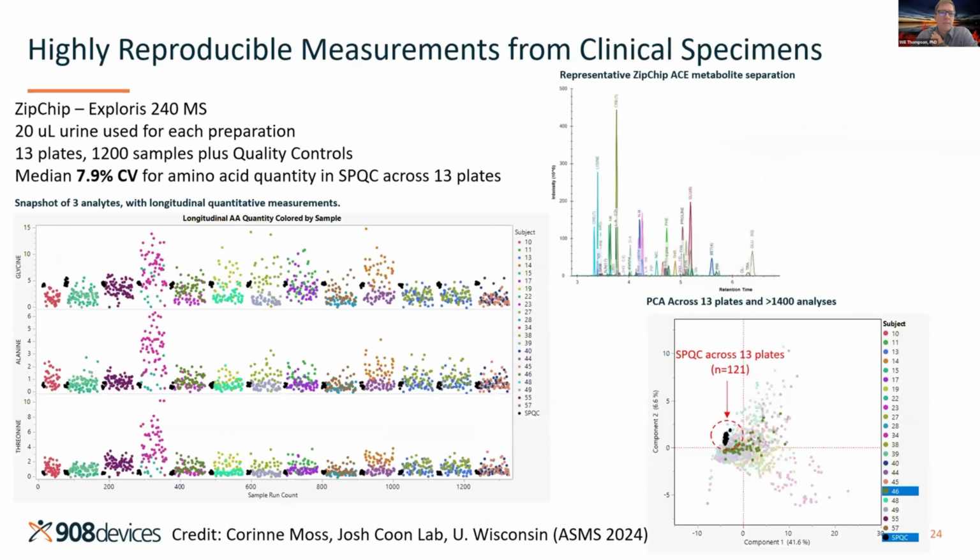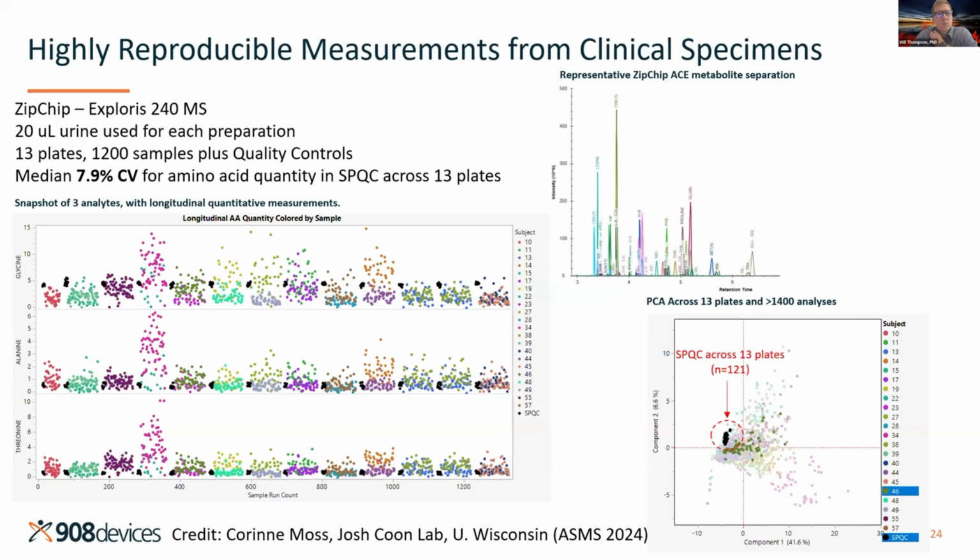So, two quick vignettes of application here. These are measurements from a urine study presented last year at ASMS from Corinne Moss and Josh Kuhn's lab. The different colors on the plot on the left are all different individual patients, in a longitudinal urine study collected with different challenges that they were presented with, diet and sleep deprivation in their laboratory. The black dots are the study pools that were run on each plate, and I've grouped them together at the beginning of each plate just so you can more easily visualize the difference between technical and biological variability.